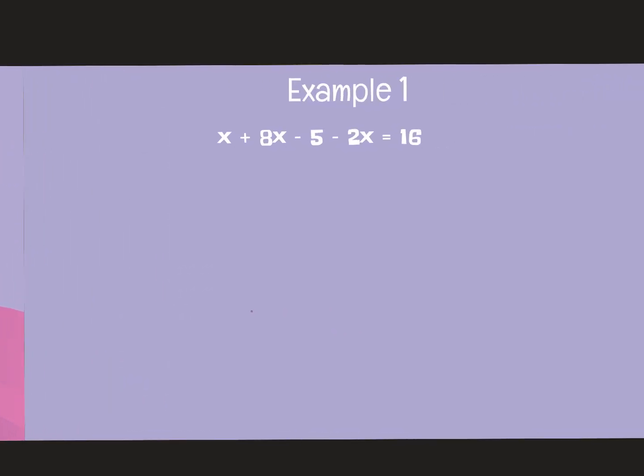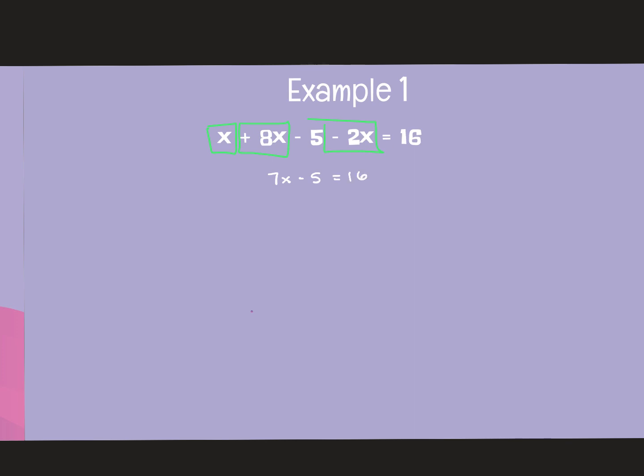For the first example, I have x plus 8x minus 5 minus 2x equals 16. So here I can see that I do not need to distribute. There's nothing for me to distribute. There are no parentheses here, but I see like terms. I have x, a positive 8x, and you always want to keep your signs, a negative 2x. When I combine x and 8x, I get 9x. And then it's 9x minus 2x, which gives me 7x minus 5 equals 16.